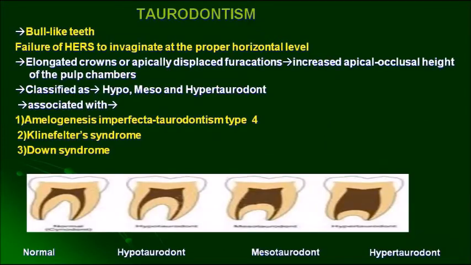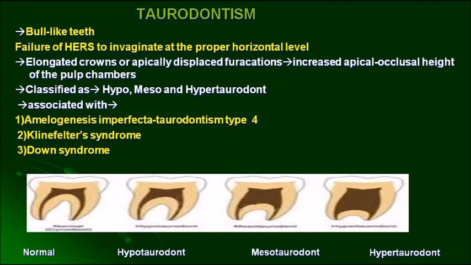Clear? Coming on to the next important question, that is what? Taurodontism, bull-like teeth. The tooth will actually be very large in size. And why does it happen? Taurodontism is because of the failure of Hertwig's epithelial root sheath to invaginate at the proper horizontal level. So when we learn about the development of the tooth, I will deal in detail with the invagination.